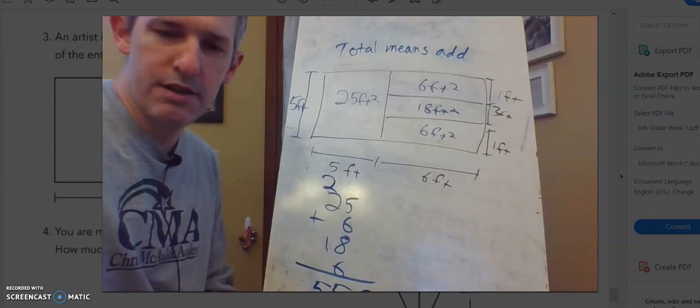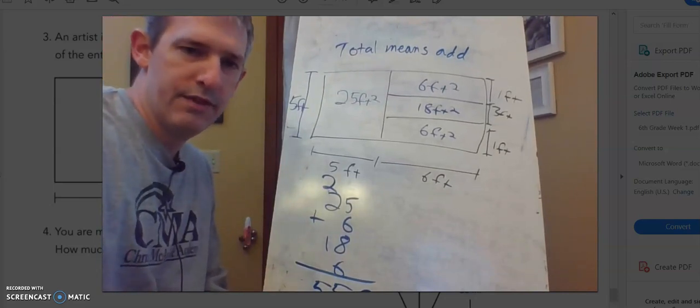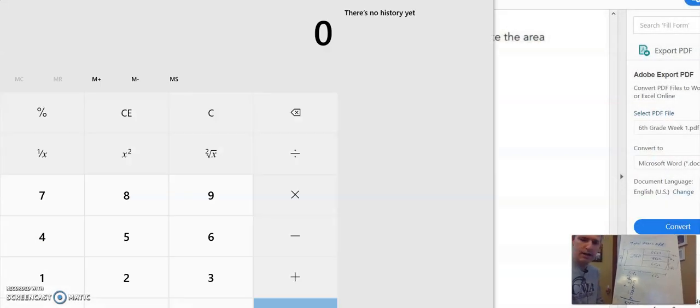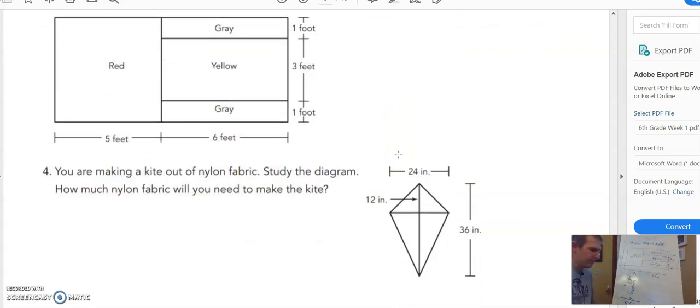And just to make sure, I am going to pull up my calculator and add these together. 25 plus 6, because I don't want to lead you guys astray. Plus 6. Whoops, that didn't work. Let's try that again. 25 plus 6 plus 18 plus 6. It is 55. Yeah, so we were right. Good deal. All right. So 55 is our answer on that one.